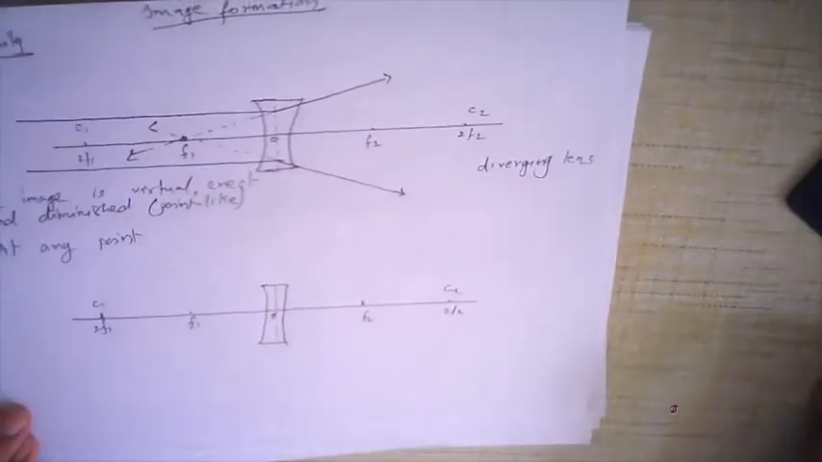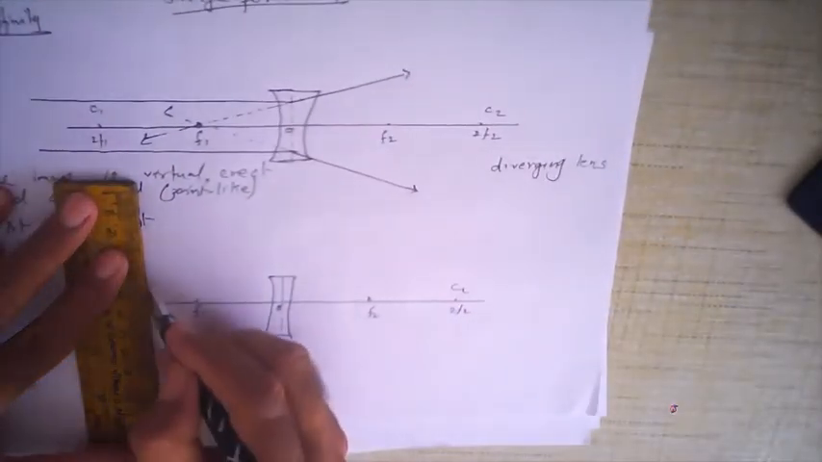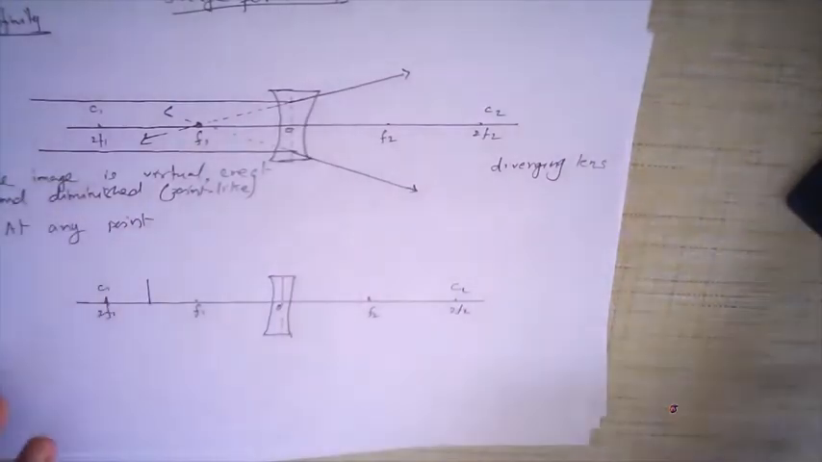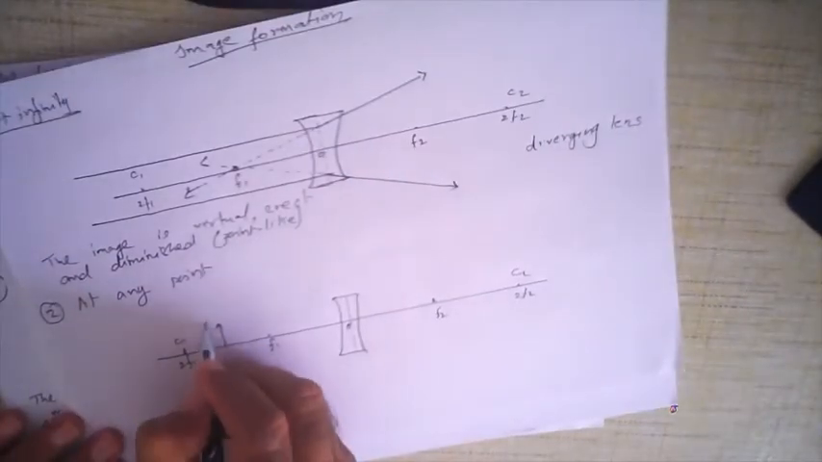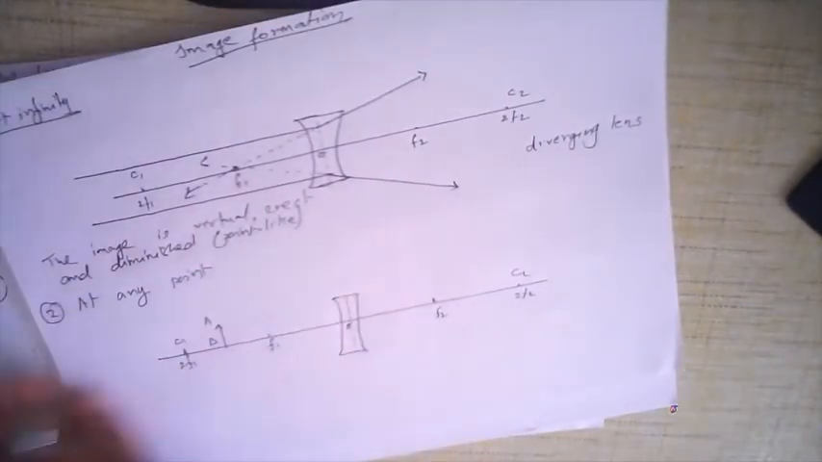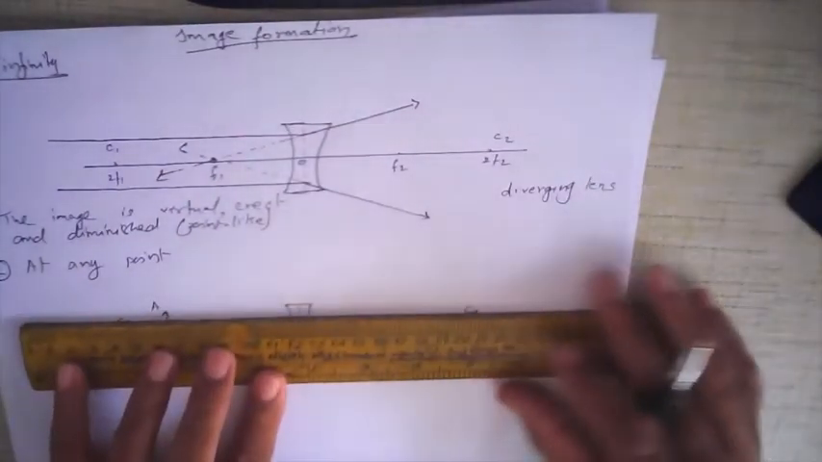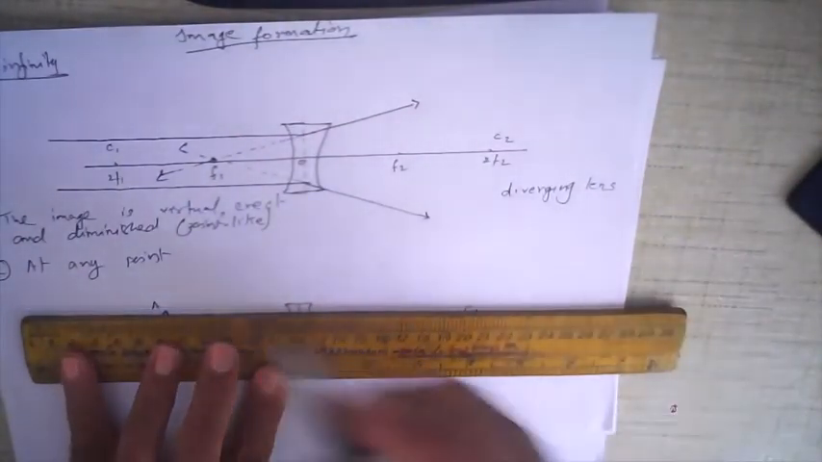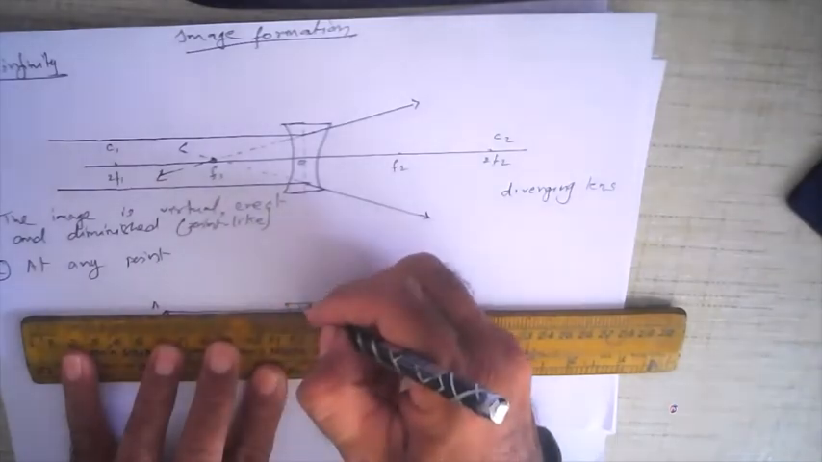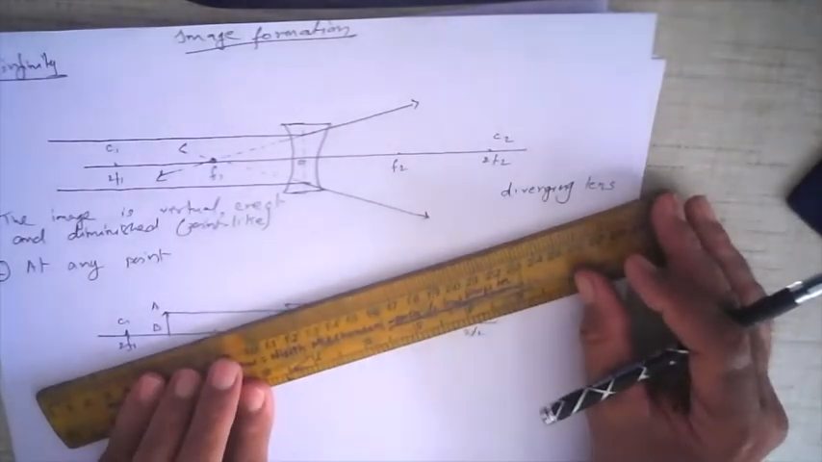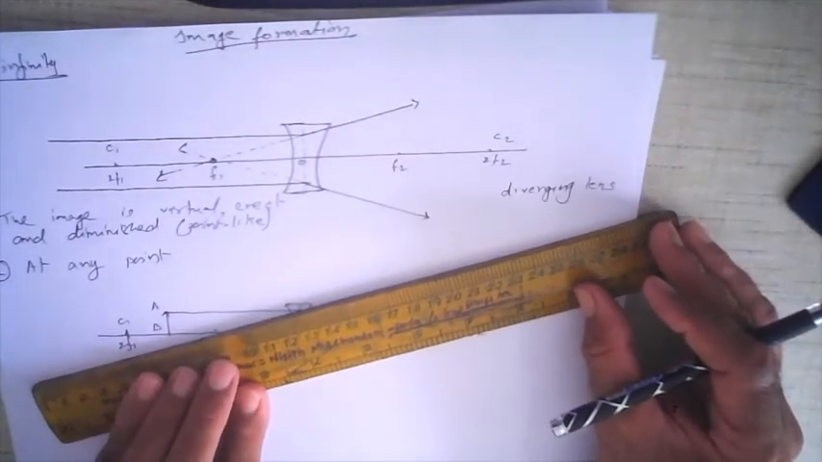Again, now let us place the object out here. Okay, the object is placed here. When you place the object, this object is AB. You can place it anywhere on this side, even beyond C. One ray of light will go this way, and then it will pass through the lens.